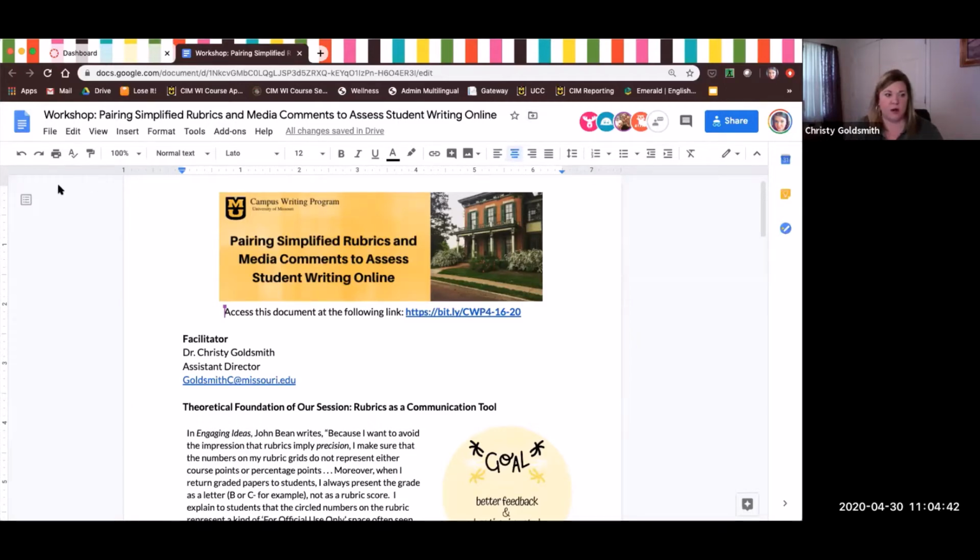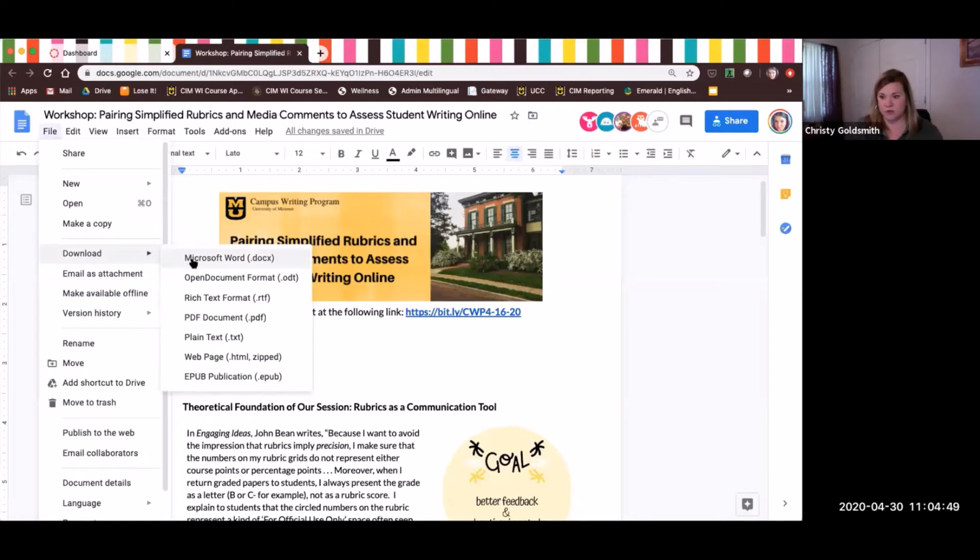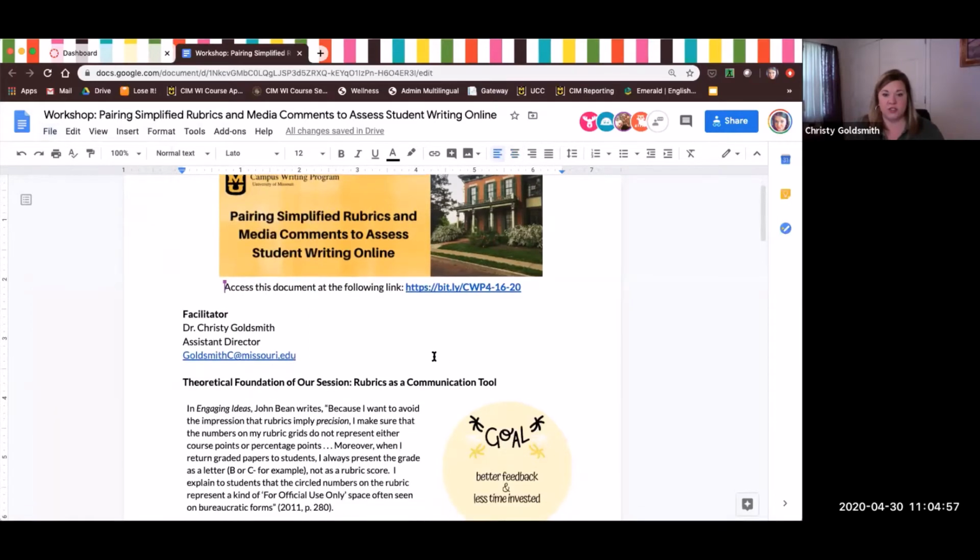If you are not a Google user, you can also save this with the links by going to File, Download, and then choosing your version. So you can choose Microsoft Word or PDF, and all of the links I've embedded within will stay if you download in that way. So make sure that you save this afterwards. We can also send you the link too if something happens to it.